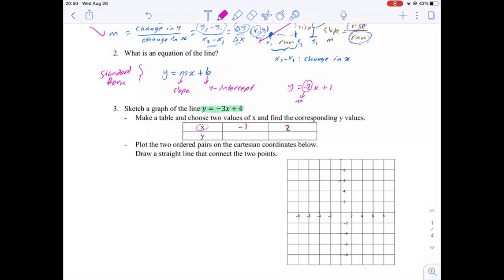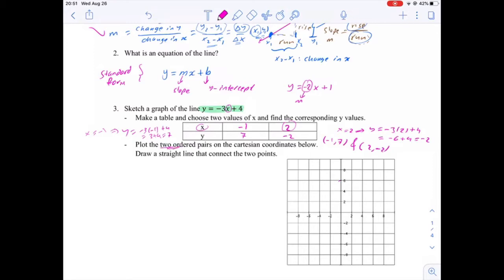When x is -1, what is the value of y? So when x equals -1, then y equals, we just plug it here. y equals -3 times -1 plus 4, and that's 3 plus 4, which is equal to 7. So this value is 7. And when x is 2, then y equals -3 times 2 plus 4, and that's -6 plus 4, which is equal to -2. So the 2 points, or the ordered pairs, are -1, 7 and 2, -2.